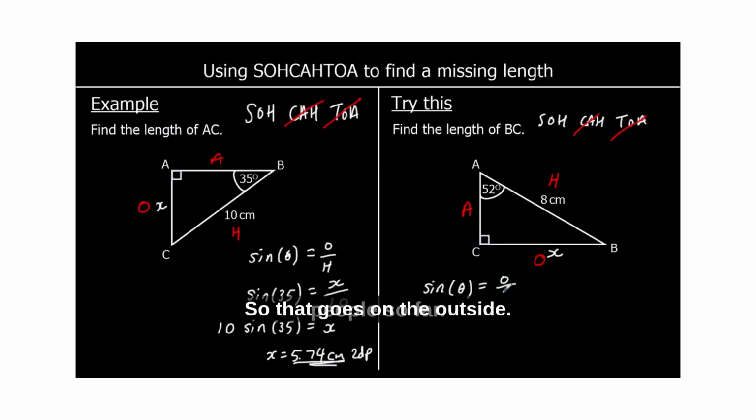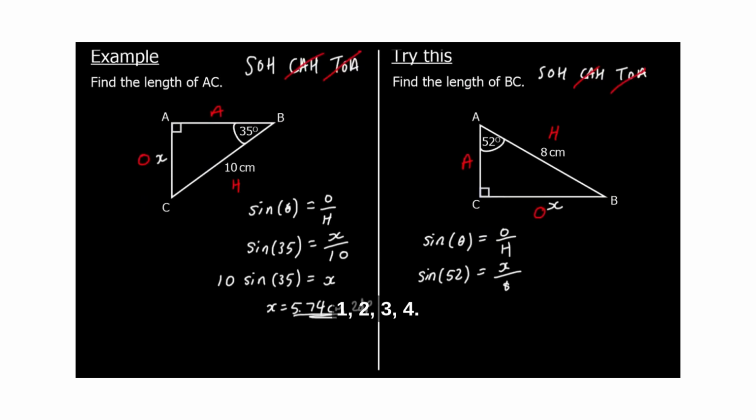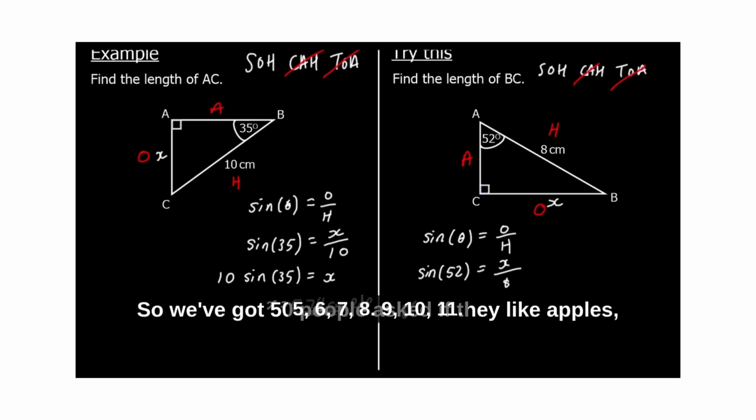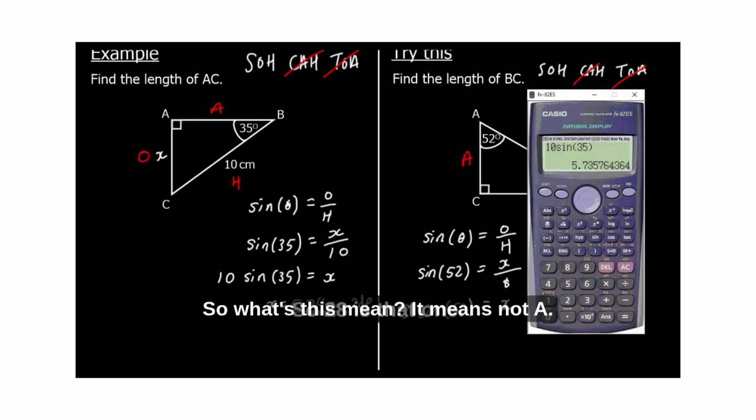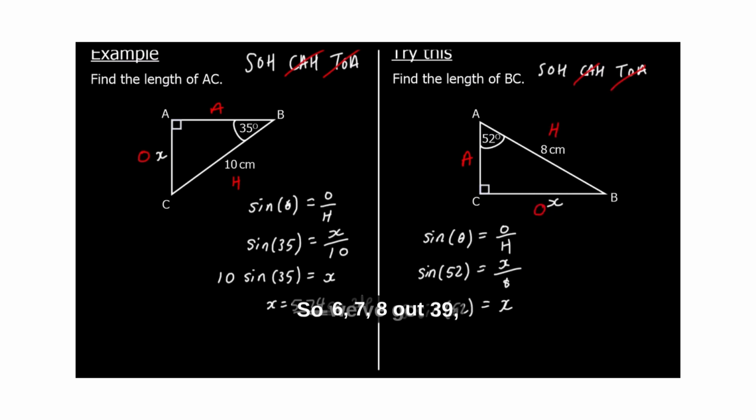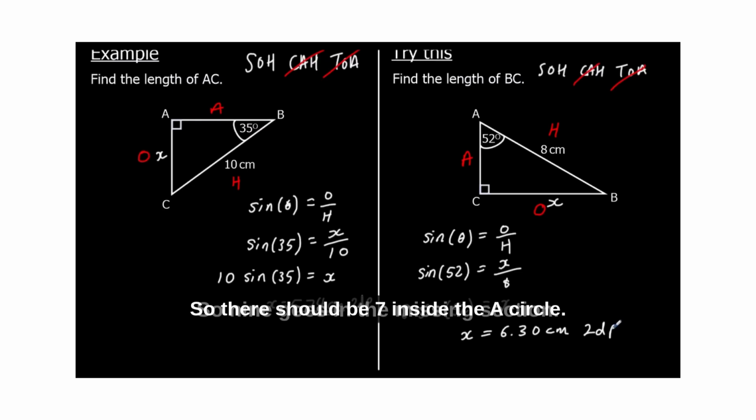equals O over H. So in this example, the angle is 52. So sine 52 equals x over 8. To get x by itself, we're multiplying both sides by 8. So x will be 8 times sine 52. So we type into the calculator 8 times sine 52, or 8 sine 52. And we get an answer to 2 decimal places of 6.30. So x is 6.30 centimeters to 2 decimal places.